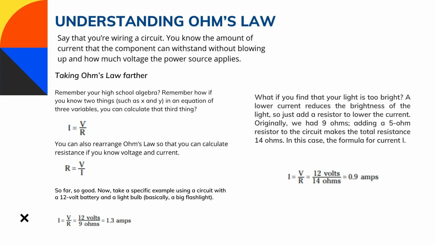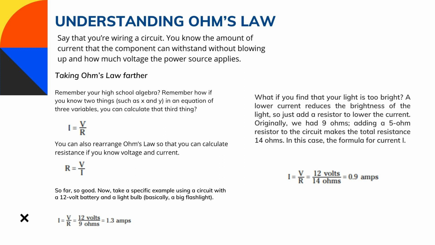Now here's the formula to calculate the current. So current equals voltage divided by resistance. So we have our voltage as 12 volts and our resistance as 9 ohms. That is given already. So this is equivalent to 1.3 amps of current.